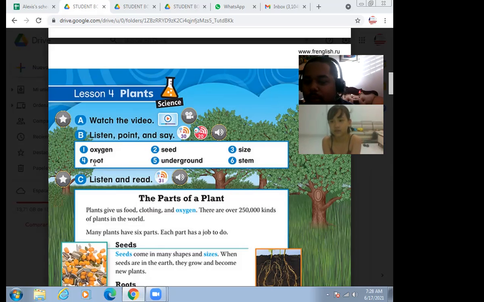And what about the root? The root is under the trees. That is correct. And what about underground? This is the ground and this is underground. That is correct. And what about the stem? Here is the stem. All right, the stem is what holds the plants.